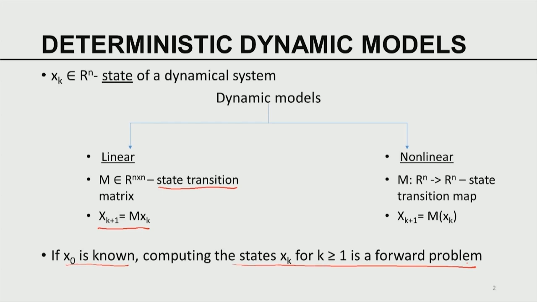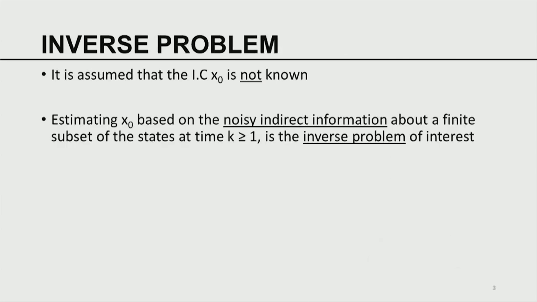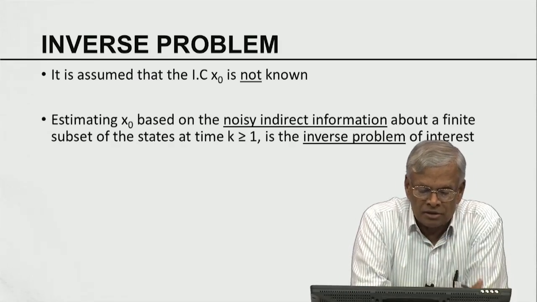Likewise, for the nonlinear model, I should be given a state transition map. M is a vector valued function of a vector, M from Rn to Rn. Here, the state at time k plus 1 is given by M of xk as opposed to M times xk. That is the difference between linear and nonlinear models. Again, given x naught, whether it is a linear model or a nonlinear model, computing the future states is a forward problem. Now we are interested in the inverse version within the context of dynamical models. In the inverse problem of interest to us, it is assumed that x naught, the initial condition, is not known.